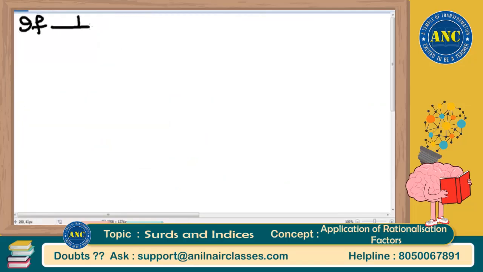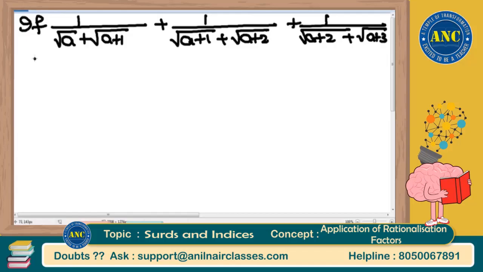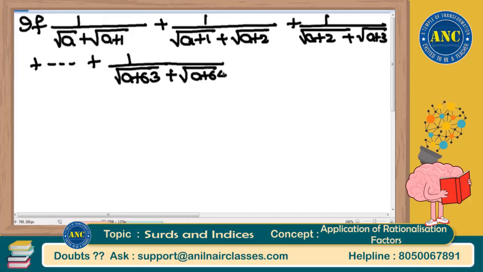If 1 divided by root a plus root of a plus 1, plus, all are slightly higher level questions I am discussing now, 1 by root a plus 1 plus root a plus 2, plus 1 by root a plus 2 plus root a plus 3, and the last term is 1 by root of a plus 63 plus root of a plus 64. This entire value, whatever I started from here and ended here, is given as 4.